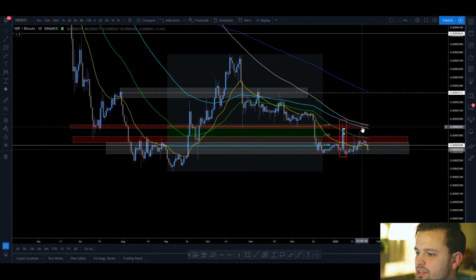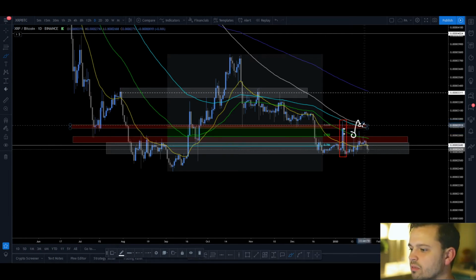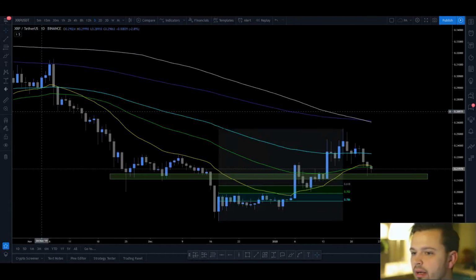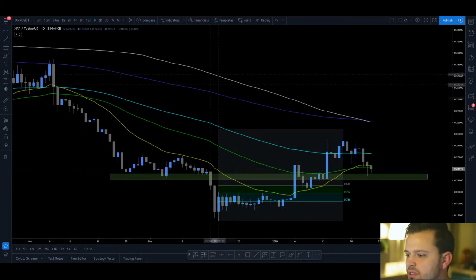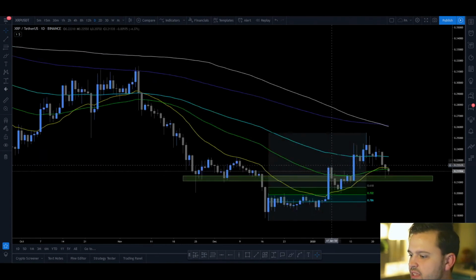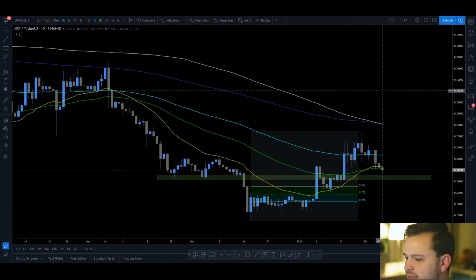Here's another resistance area. So I would like to see price reclaim the midpoint of the RLC, trade up and reclaim the 0.618 Fibonacci level here, the high of the RLC, for a move up to the EQ of this daily order block right here. Right, that's it. And here's XRP versus the US dollar, XRPUSDT on Binance.